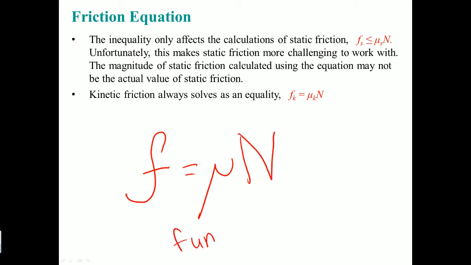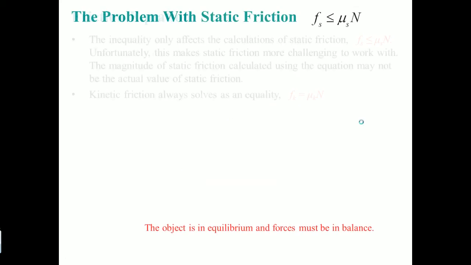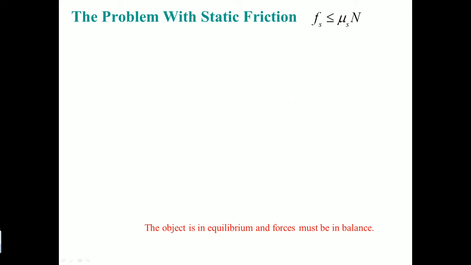This is why they call friction mu times the normal force. So this is the case for kinetic friction, but please understand that when it's kinetic friction, it's an equation, it's equal to. But it's an inequality when it is static friction. You're going to see this when we do the calculations in the next part.